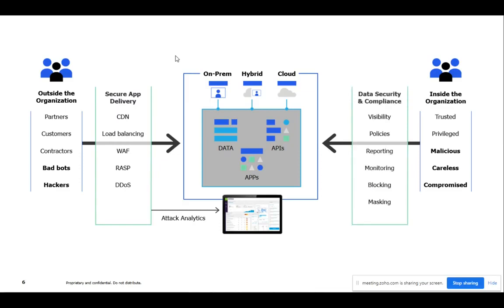For data security and compliance, we give you complete visibility of what is exactly happening with that data. We set up policies so that we can block certain kinds of access. We provide proper reporting and monitoring, and any malicious access we will be blocking. Of course, we also provide masking capabilities. And this can also go to data risk analytics.